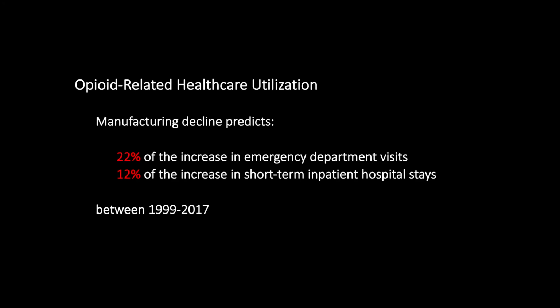Now, if we want to measure the drug epidemic through other measures, we could also look at whether manufacturing decline predicts opioid-related healthcare utilization. And what I find when switching out the dependent measure here is that the loss of manufacturing jobs can account for 22% of the increase in visits to emergency departments and 12.1% of the increase in short-term inpatient hospital stays that are opioid related.